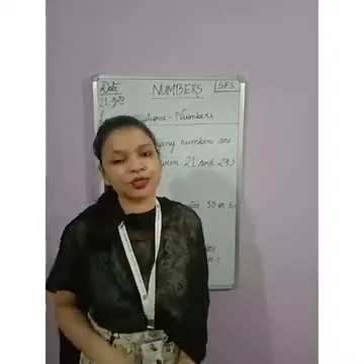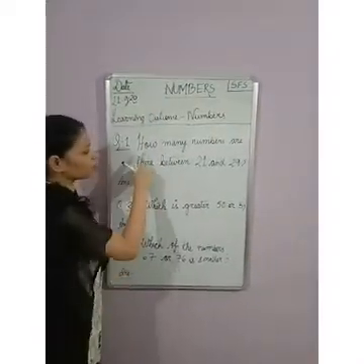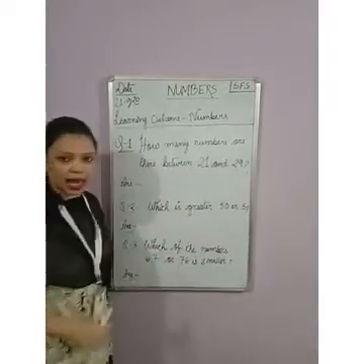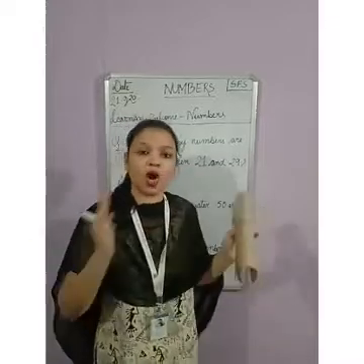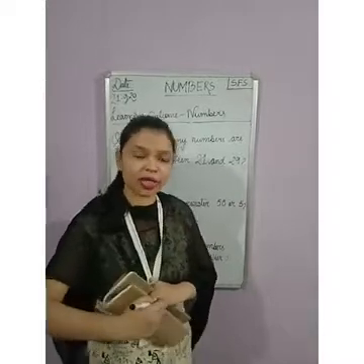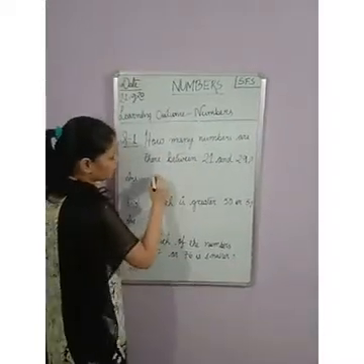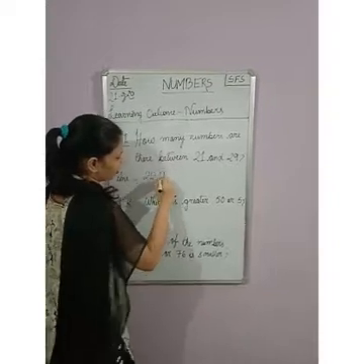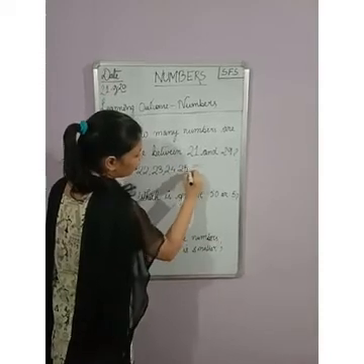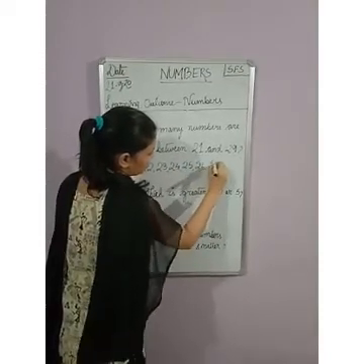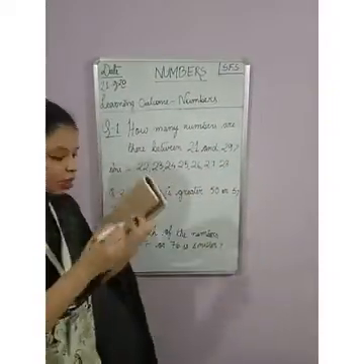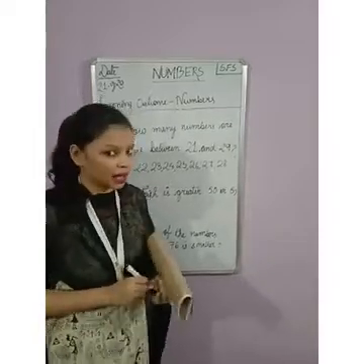So let us go to the first question. What is the first question? How many numbers are there between 21 and 29? We have to write all the numbers that are between 21 and 29. Okay children, what comes after 21? 22, 23, 24, 25, 26, 27 and 28. These are the numbers which are between 21 and 29.